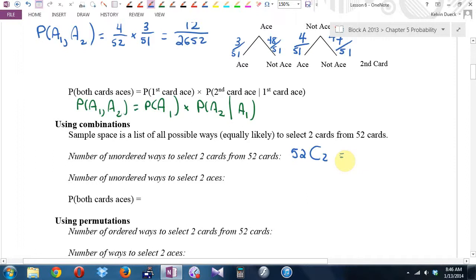Yeah, you're right. What is 52 choose 2? 1326? Then I wrote the number of unordered ways to select 2 aces. How many aces are there in the deck? Choose. How many aces do we want to choose? 2. Hey, what's 4 choose 2?